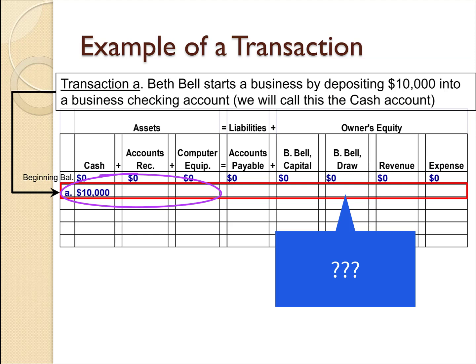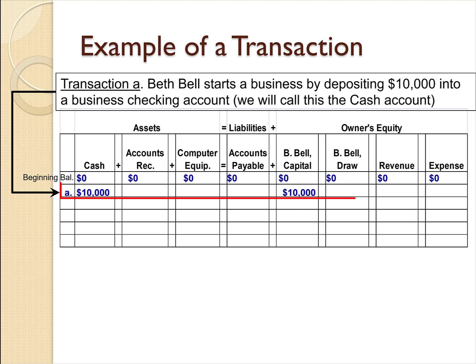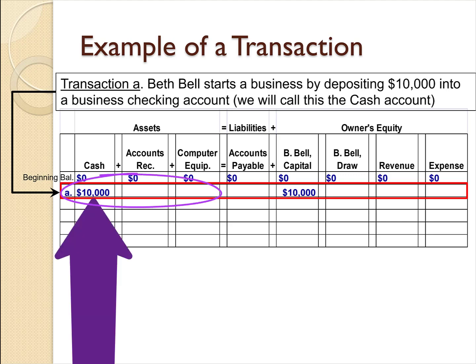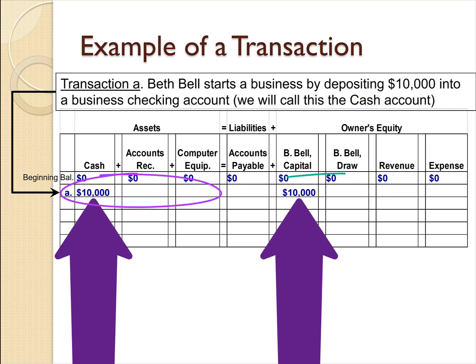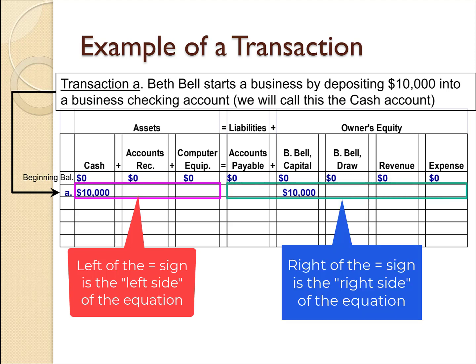This is a deposit. So we're going to put the $10,000 under capital because the owner, Beth Bell, is the one who owns this cash. You wouldn't put it under accounts payable because that would mean that she would owe the money to someone. No, it's not true. This money is all hers in that business. So if you look at row A, Transaction A, the transaction now balances. We have 10,000 on the left side and we have 10,000 on the right side. And when I say left side and right side, I mean the left side of the equal sign and the right side of the equal sign.